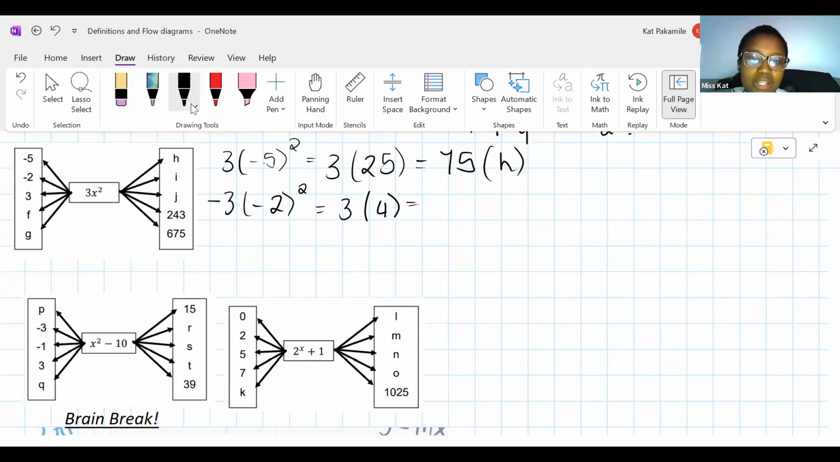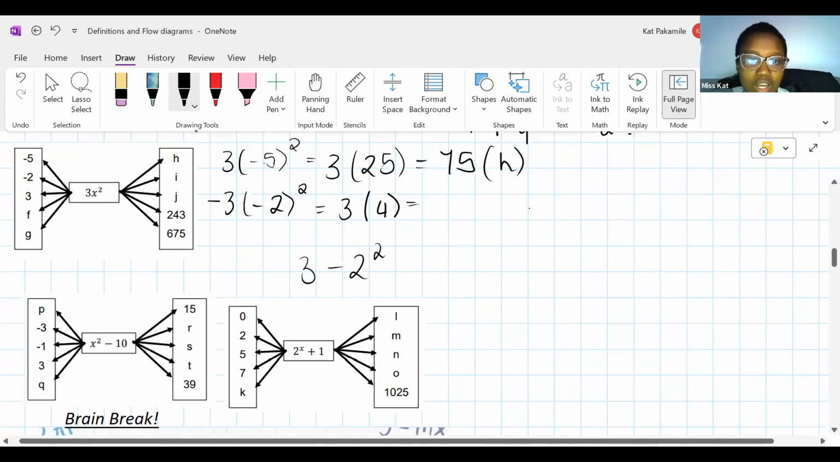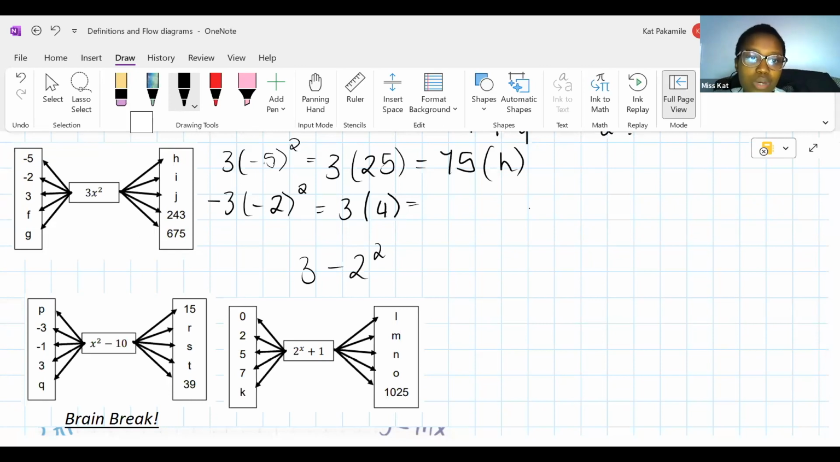Someone said, is it a must to write the bracket? Yes, so that you know you are multiplying. Look what happens if I don't write the bracket. It's going to be 3 minus 2 squared. That looks incorrect, because then you're going to end up subtracting 3 from 2 squared. You see that? Exactly. So you're supposed to add brackets so that you know that it is multiplication. If you're substituting, always add brackets. So let's finish off, Chi-Chi.